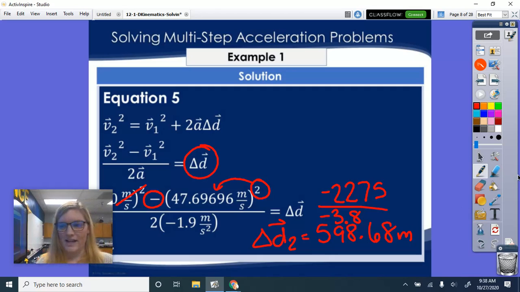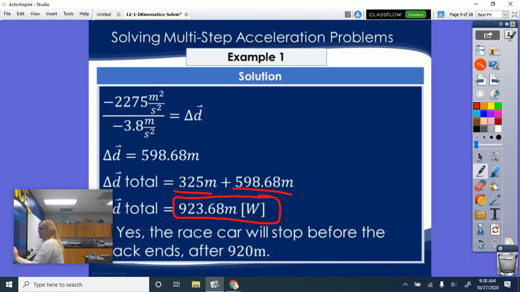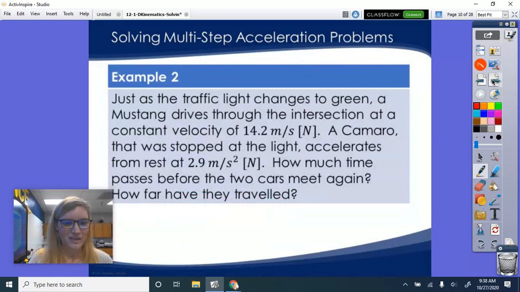So once I've solved that, I know how long it took me to decelerate. I have to go back and add together how long it took me to accelerate plus decelerate and figure out what's happening. So the 325 they gave me in the problem plus that 598 that I just calculated, add them together. And yes, our race car will still be on the track. So yay, everybody. That's exciting. Love a happy ending. Okay, so let's go through example 2 now.